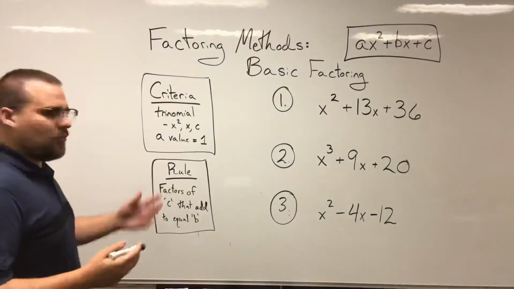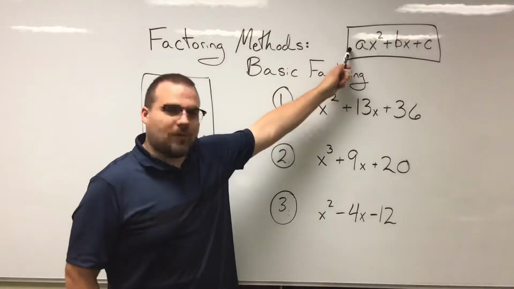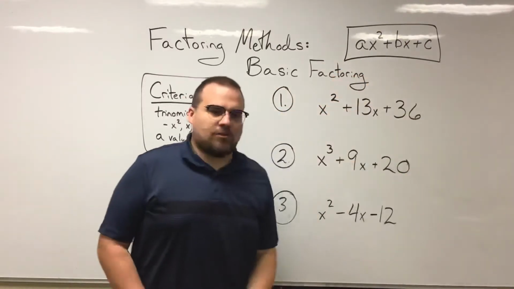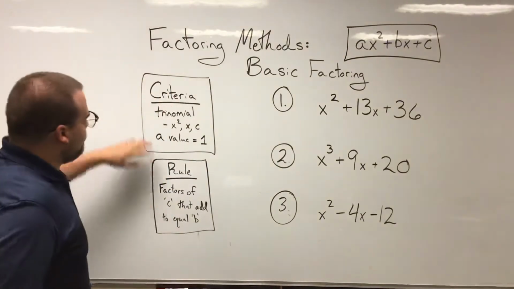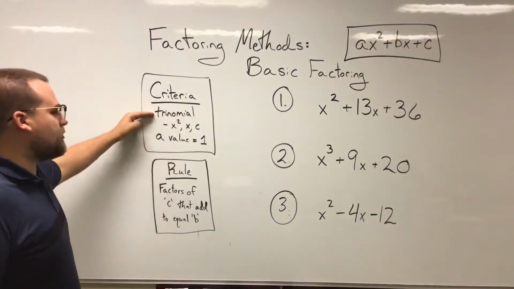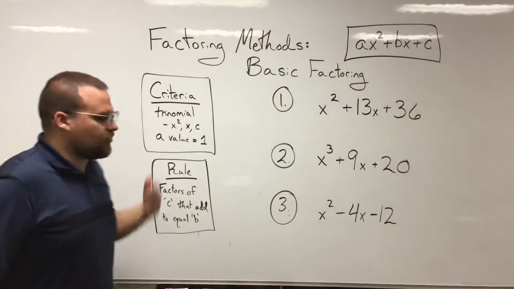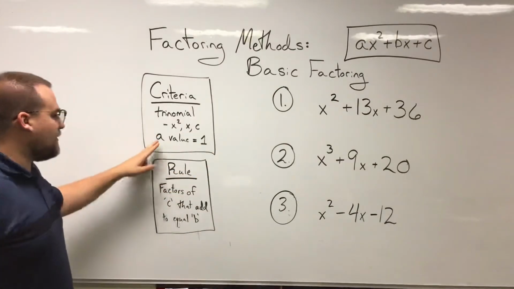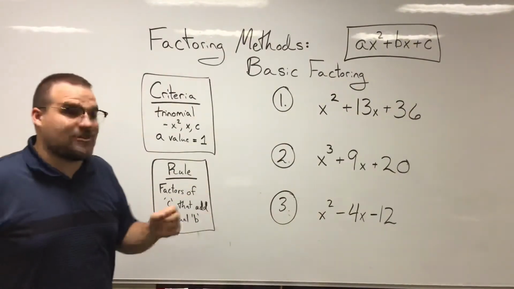Okay, before we get started, let's go over a couple of things. First off, I have standard form for polynomials written right up here so that we can see where A, B, and C are, because those are some terms that I'm going to be using consistently throughout the video. Second, we have our criteria for when we can use basic factoring here. It must be a trinomial with an x squared, x, constant format or some variable in that same order of exponents. And then our a value, the coefficient before the x squared, must equal 1, or there can't be a visible coefficient there, right?